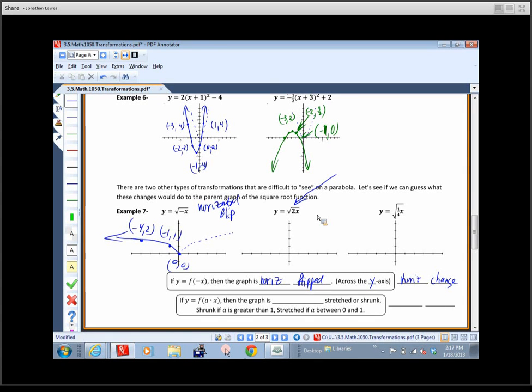We're changing the x before we take the square root. We're changing the function before it operates to make the shape. That tells you whether it's horizontal or vertical. Which is it?